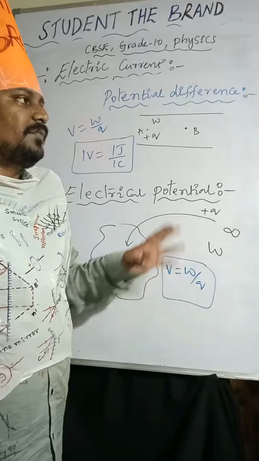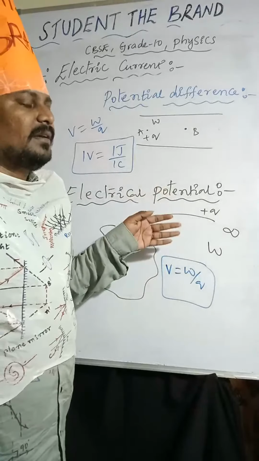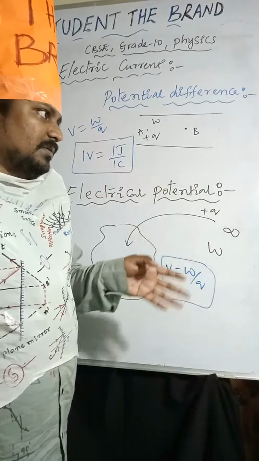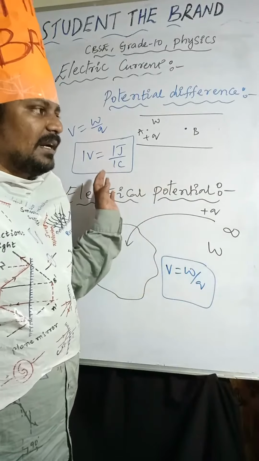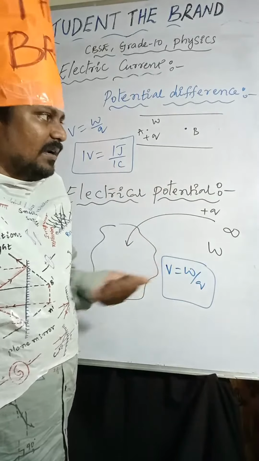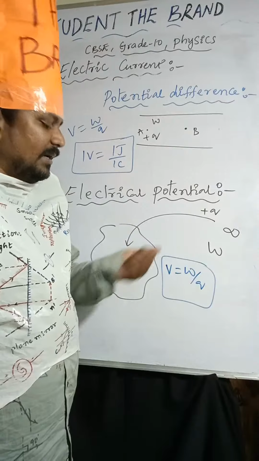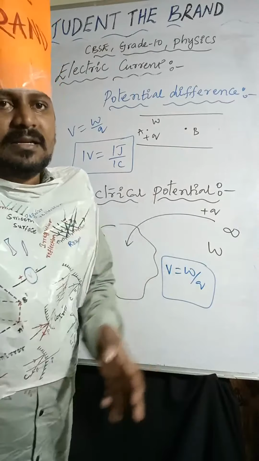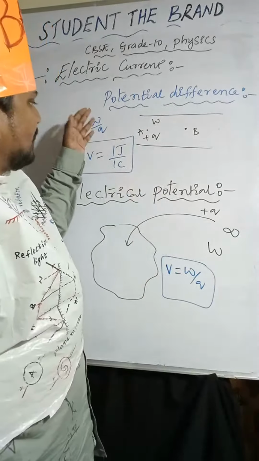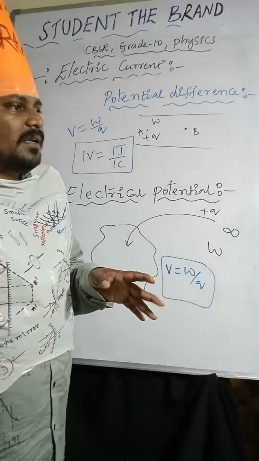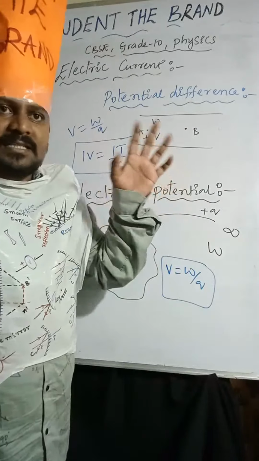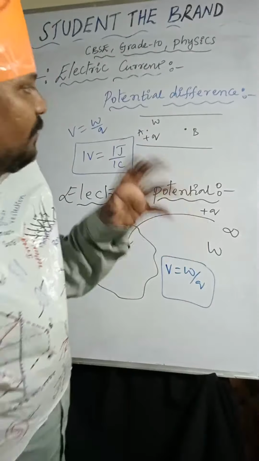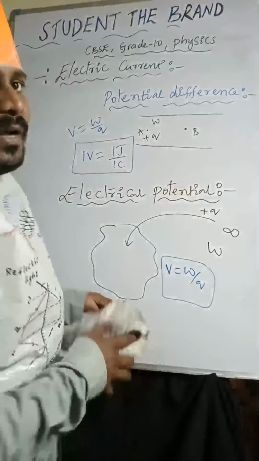So till now we discussed electric current, quantization of charge, electrical appliances, electrical circuit, conventional current and electric current, potential difference and electrical potential. After that we will discuss Ohm's law. Related to this, a few questions we'll discuss. Be ready with that.